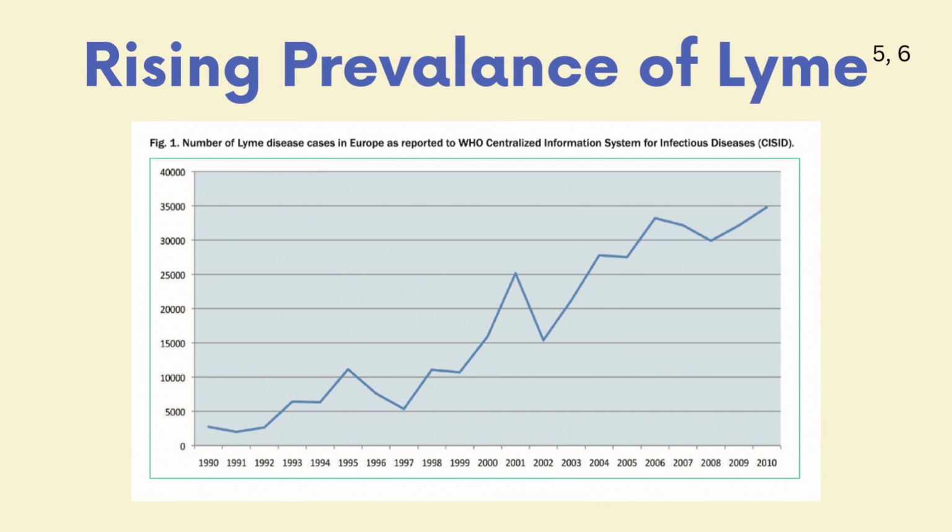Over the past couple of decades, the global prevalence of Lyme disease has also been on the rise. This is likely due to factors such as temperature changes that result from climate change. As seen in this graph from the World Health Organization, the number of Lyme disease cases in Europe have been on a steady rise since 1990.